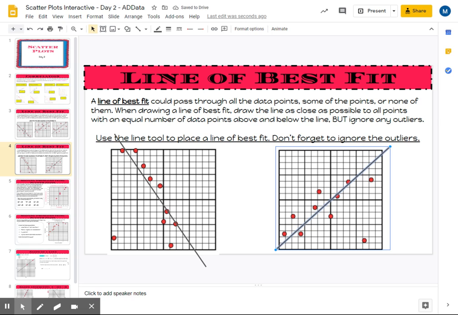So, what have I got? 1, 2, 3, 4 above. 1, 2, 3 below. 3.5 below. I'm going to just move it up just 1 click. No, it's always so hard. I like that way better. Okay, and that's it. I tried to ignore that outlier down there. I didn't really count that in my measuring of points above and below the line.